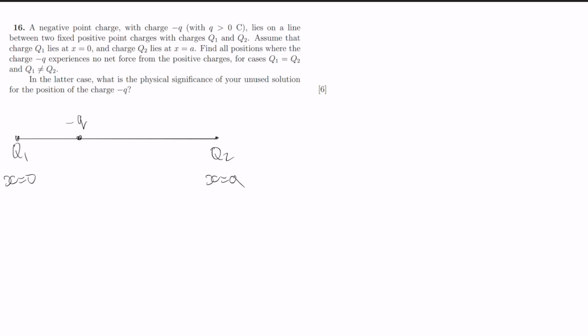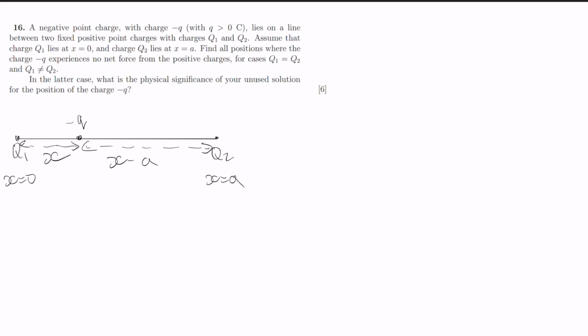So find all positions where the charge minus Q experiences no net force from the positive charges for the case in which Q1 is equal to Q2 and Q1 is not equal to Q2. Okay, so let's say that this distance here is x, and that would mean that the other distance from here to here would just be x minus a.